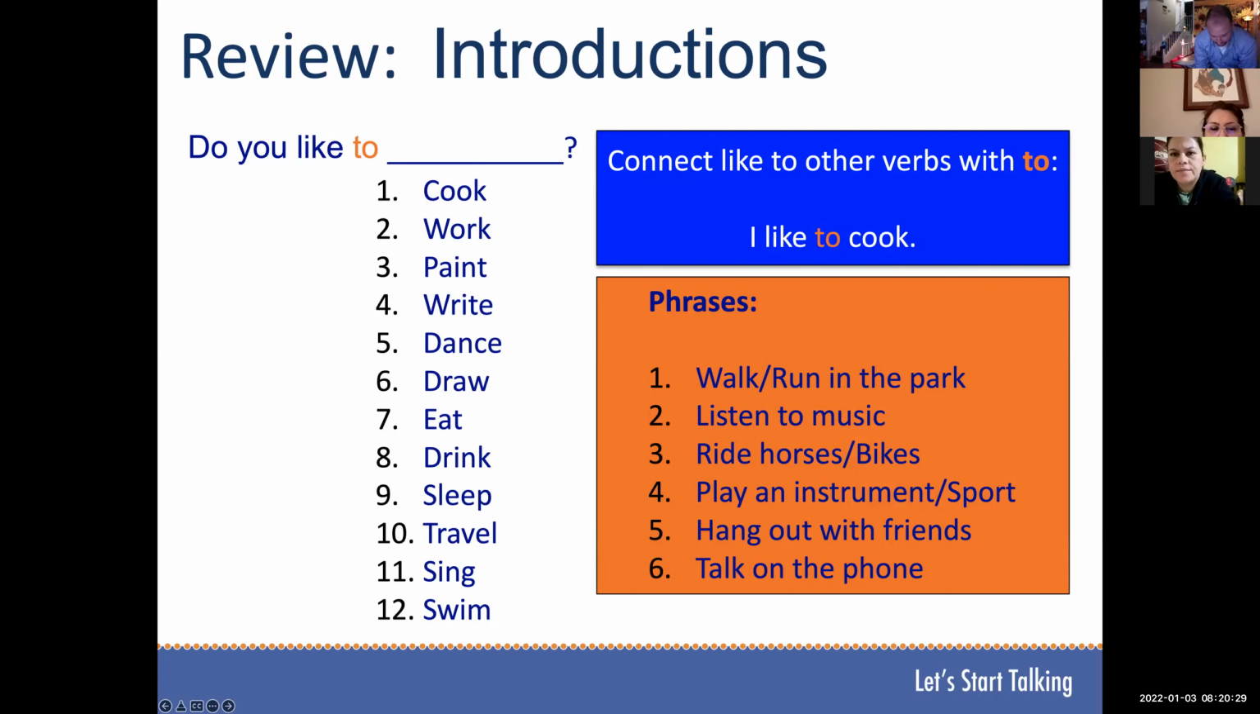Do you like to cook? Yes, I like to cook. Good. Do you like to work? Yes, I like to work. Do you like to paint? No, I do not like to paint. Like to paint. To paint. Do you like to write? Yes, I like to write. Do you like to dance? Yes, I like to dance.